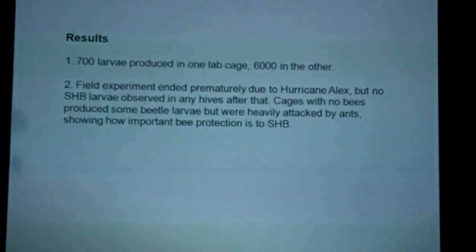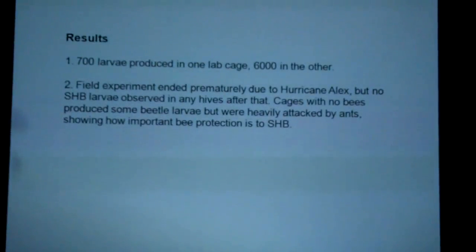Anyway, the experiment was a complete flop. The ones in the lab, one of them produced 700 larvae, and one of them produced 6,000 larvae. Well, that's a lot of variance for 2 samples. I regretted only having 2 samples, but we do have limits on workers and stuff. Besides, it's disgusting working with small hive beetles. I don't know if you've ever done it, but everything's disgusting. You can get some students to do it, but some of them just really don't want to.